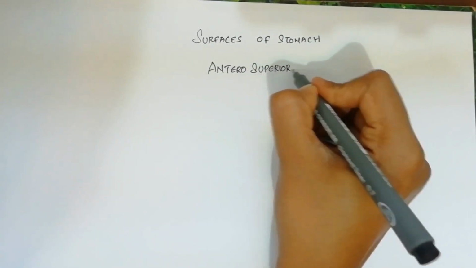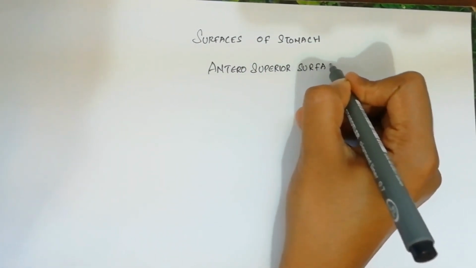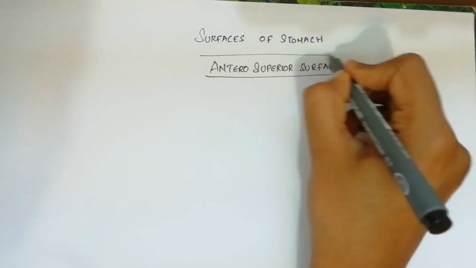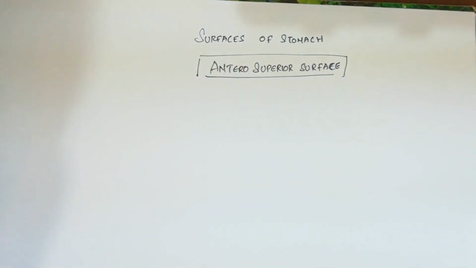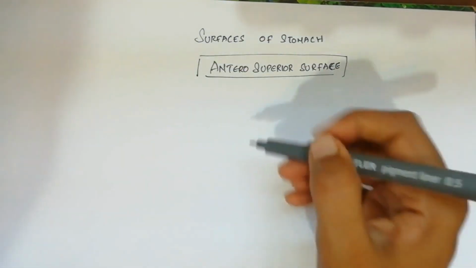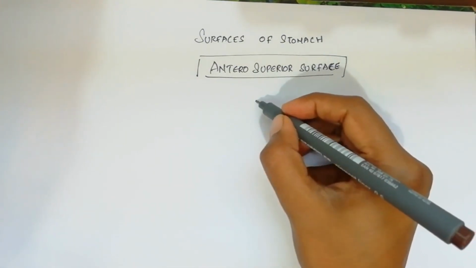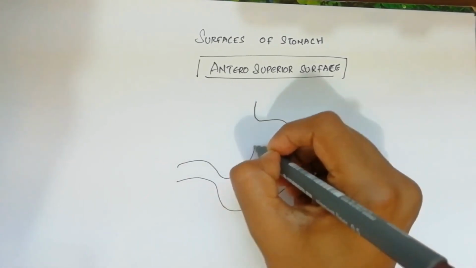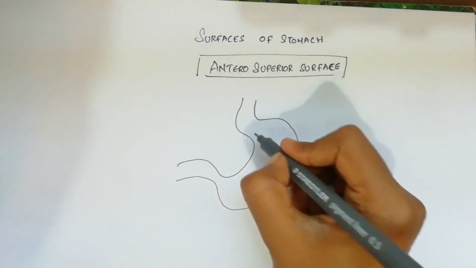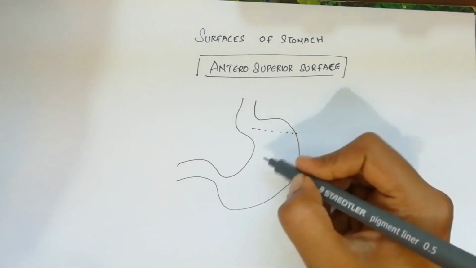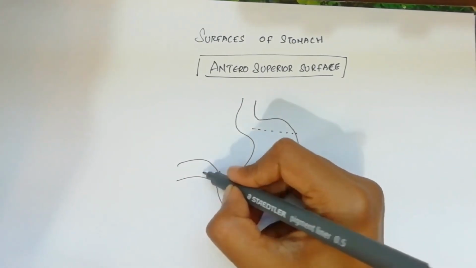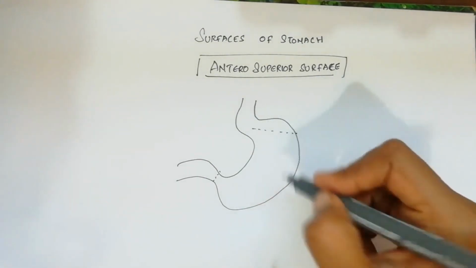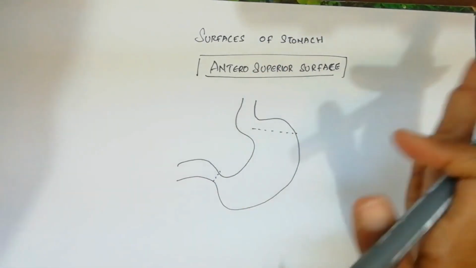Talking about the antero-superior surface, we have some structures related to it. First we will move on to the relations of the antero-superior surface. So we have the stomach in this way, with the fundus over here, this is the body, and this will be the pyloric part, which we already know. Now the antero-superior surface we are going to divide into a right part and a left part.